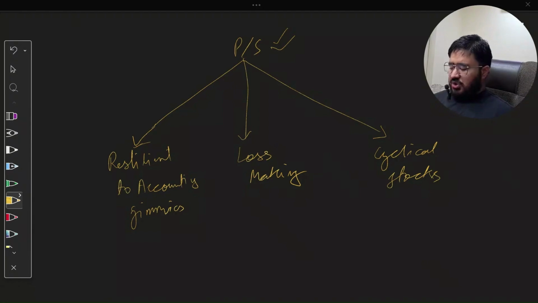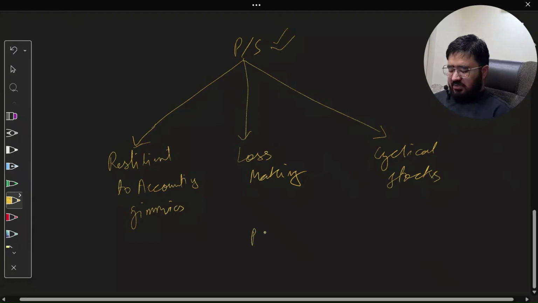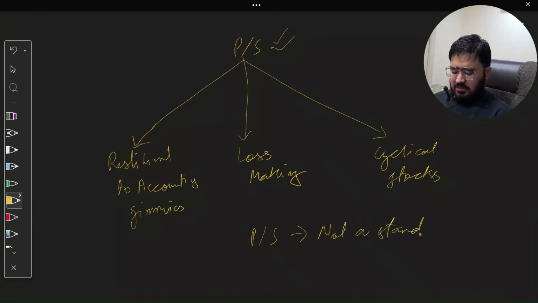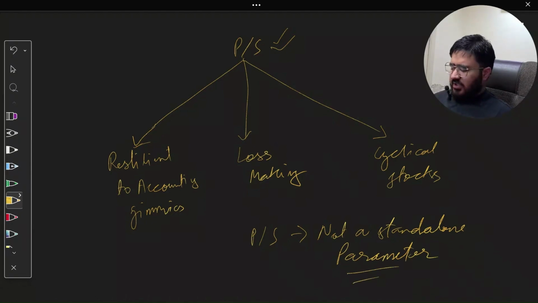Please note it's not a standalone parameter. Price to sales is not standalone. You should always use it in conjunction with the other ratios. It's not a standalone parameter while selecting a stock.